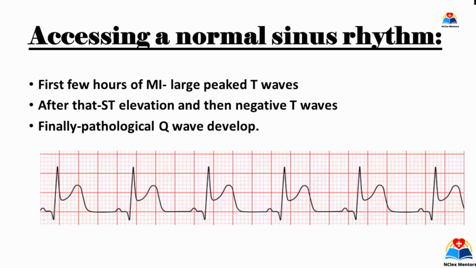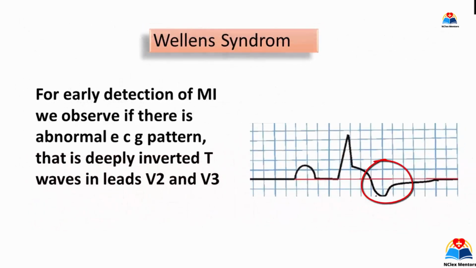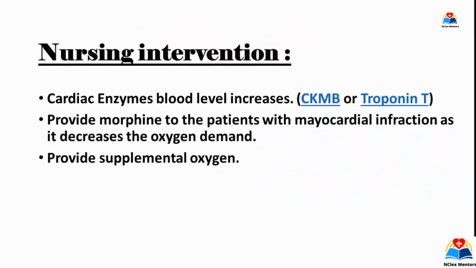For early detection of MI, we observe if there is an abnormal ECG pattern, that is, deeply inverted T waves in leads V2 and V3, which is also called Wellens syndrome in myocardial infarction. You also see blood levels of cardiac enzymes such as CK-MB or troponin T, which is a better diagnostic tool. We provide morphine to patients with myocardial infarction as it decreases the myocardial oxygen demand. We know that patients with MI have low oxygen supply, so providing supplemental oxygen is a primary nursing intervention.